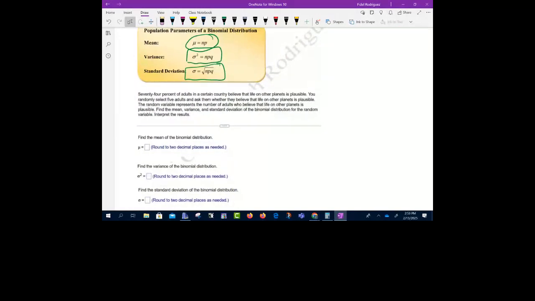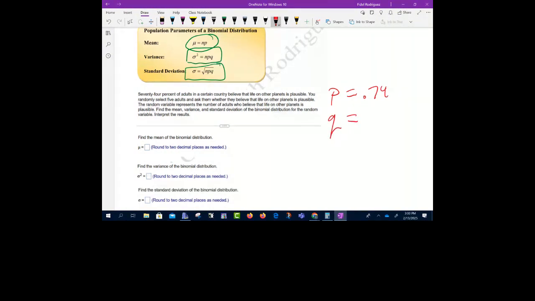So let's take a look, and it says 74% of adults in a certain country believe that life on other planets is plausible. You randomly select 5 adults and ask them whether they believe life on other planets is plausible. The random variable represents the number of adults who believe life on other planets is plausible. Find the mean, the variance, and standard deviation for the variable and interpret the results. So let's take a look here. Everybody agree that our p-value is going to be 0.74?